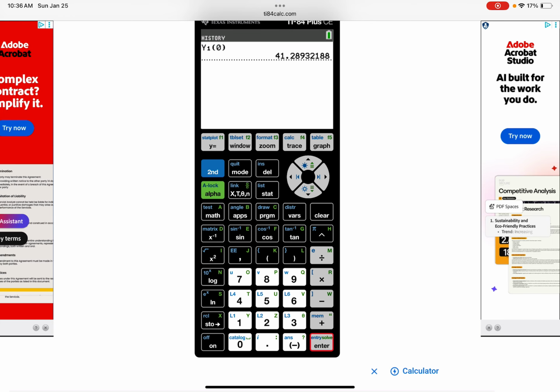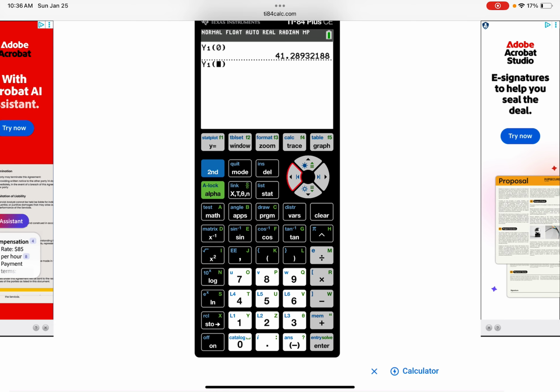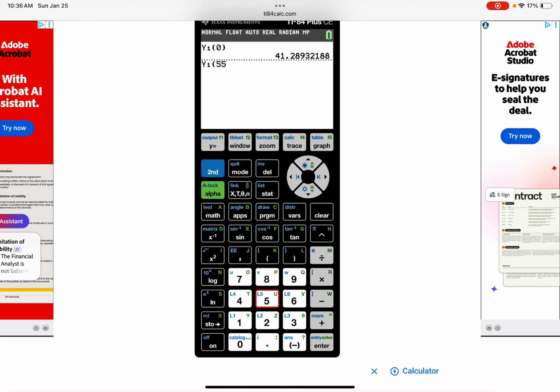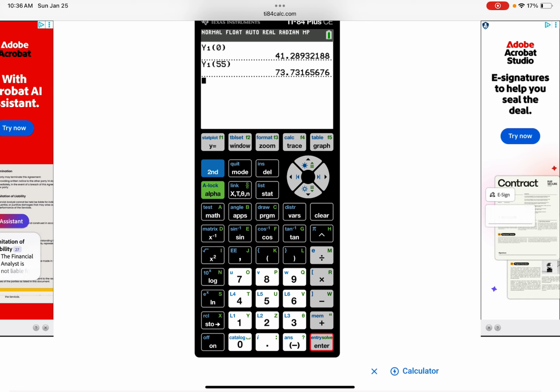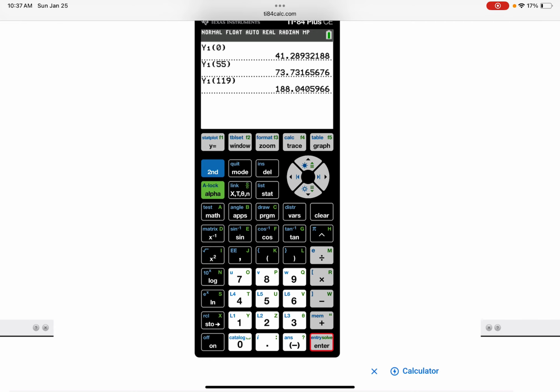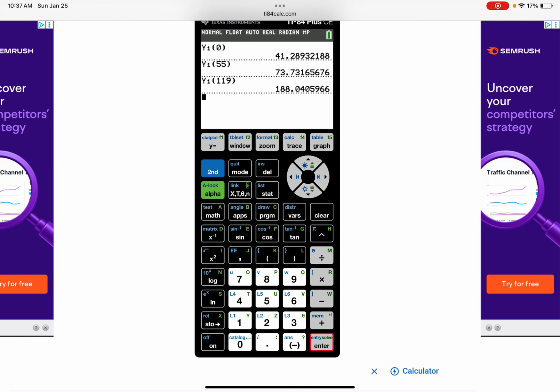So I'm gonna come back, copy that, and then just change my input. The second part says 55. So at 55 seconds, you are at 73.731 feet in the air, or 73.732 if you want to round up. And then for the third part, we'll copy this. After 119 seconds, you will be at 188.040 or 41 feet in the air.